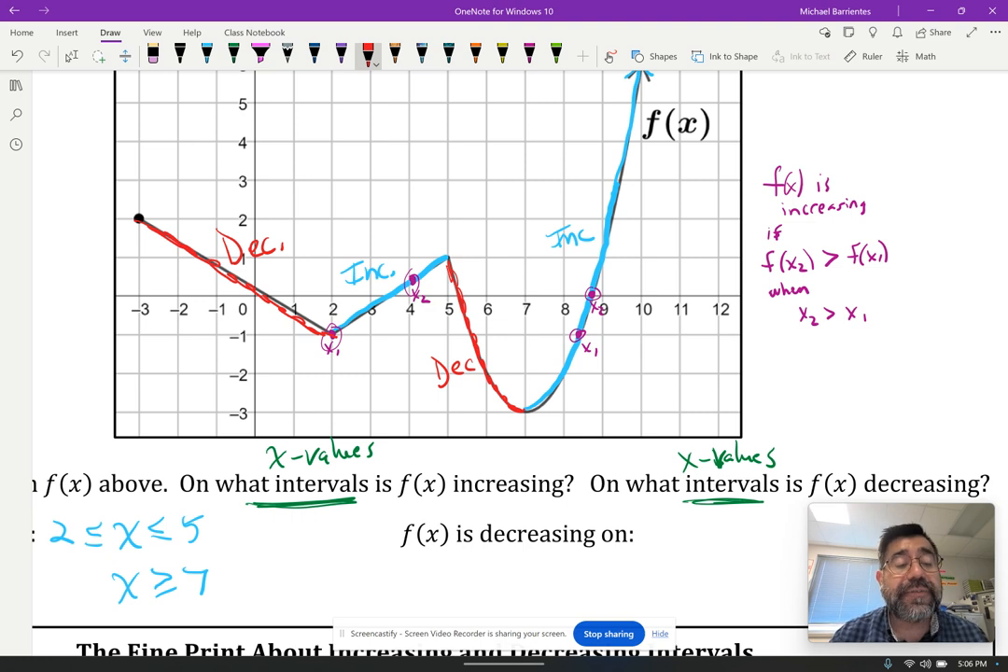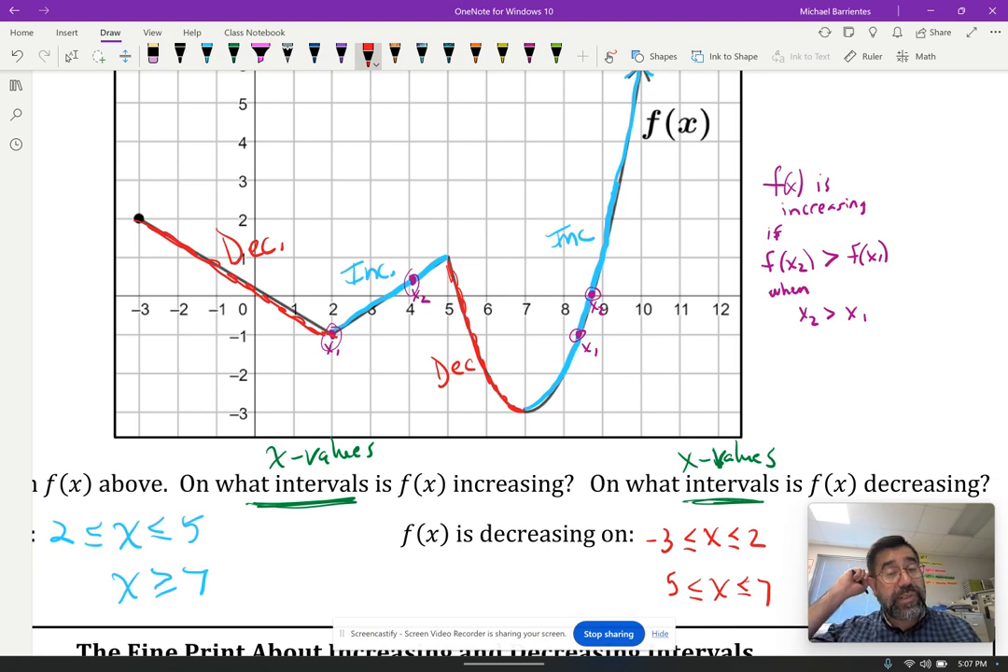So you can see where the function is increasing and where it's decreasing. And intuitively, or maybe because of the work that we've done in previous math classes, we can kind of see that, yeah, that makes sense. Okay, so then what are those intervals? Well, for decreasing, that would be x's that are between -3 and +2, or x's that are between +5 and +7.